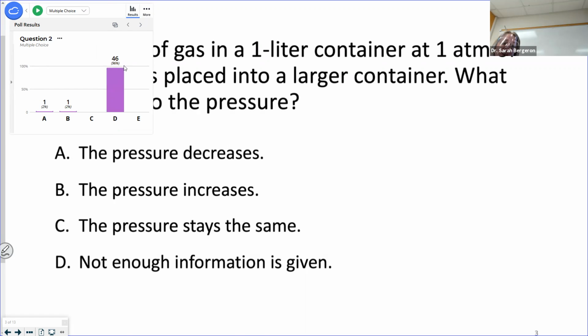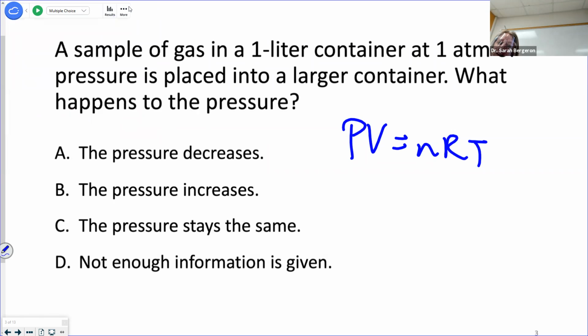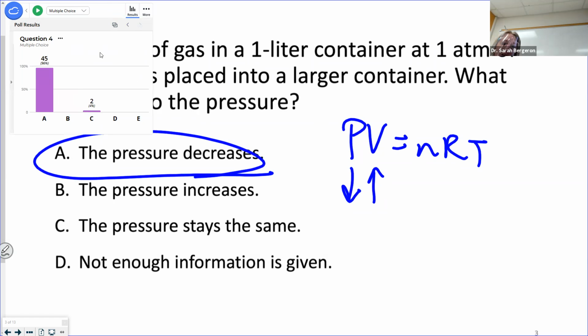Here we go. Good. So PV is equal to nRT. So what happened? We have a sample in a 1 liter container at 1 ATM. We place it into a larger container. The volume goes up. What happens to the pressure? Pressure goes down. Okay. So that was pressure goes down.